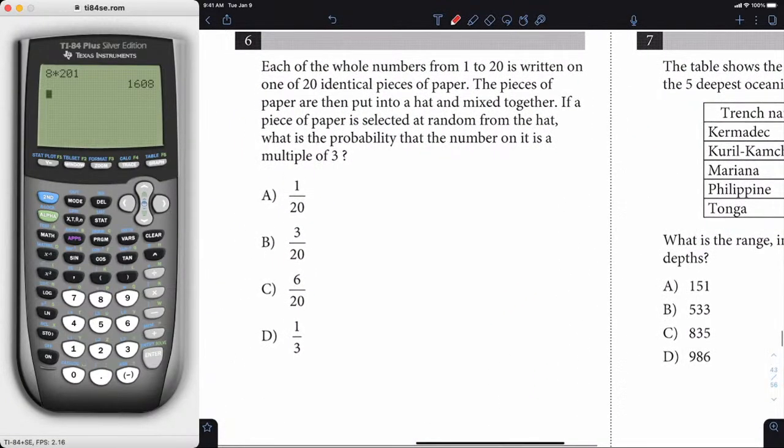Each of the whole numbers from 1 to 20 is written on one of 20 identical pieces of paper. Okay, the pieces of paper are then put into a hat and mixed together. If a piece of paper is selected at random from the hat, what is the probability that the number on it is a multiple of 3? Ooh.